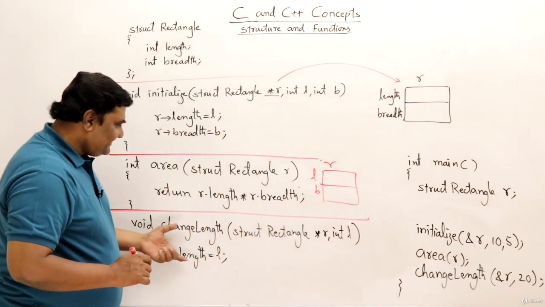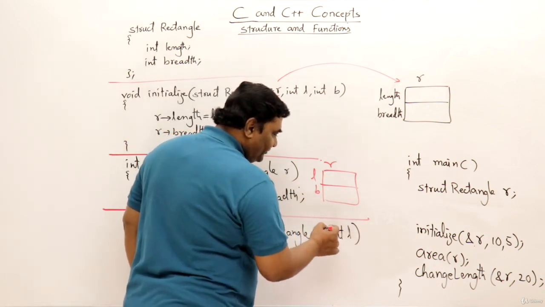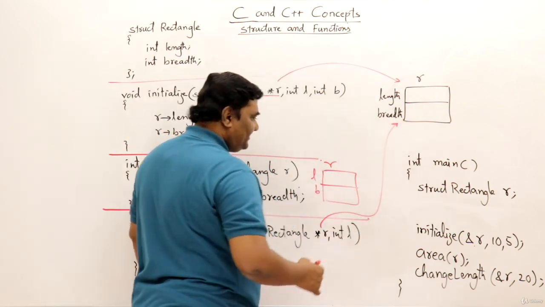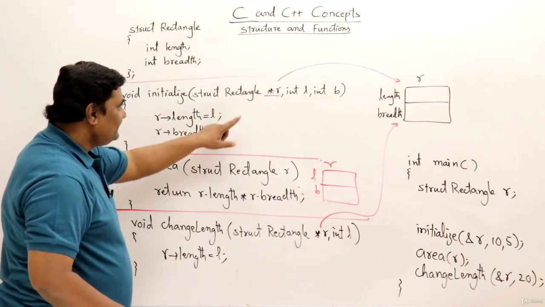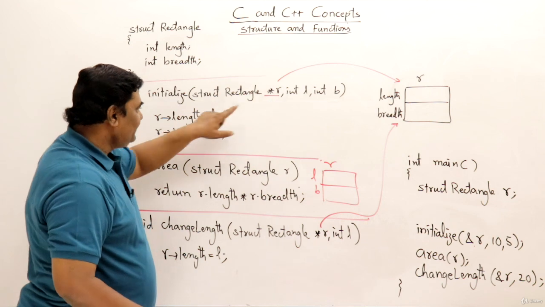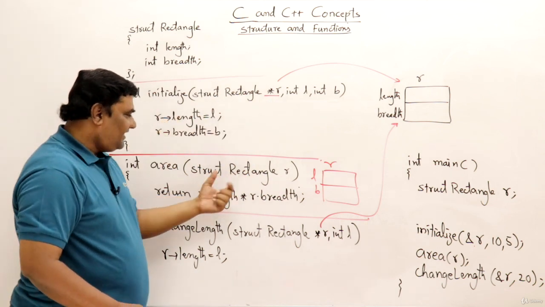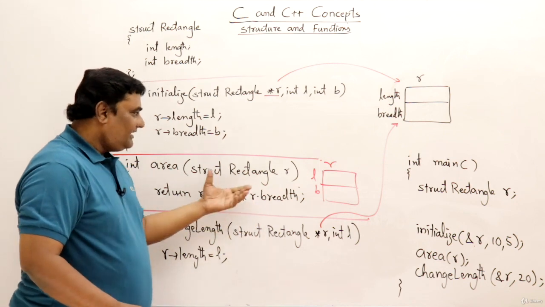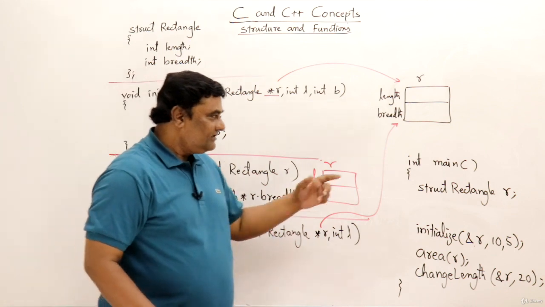And next, let us look at this change length function. This is having a pointer and another parameter, that is new length. So this is also pointing to the same thing, and it is just changing the length. These two functions take pointers. They are having call by address, so they are using arrows, and this one is call by value, so it is using the dot operator, and it is accessing its own rectangle. Now let us see the working of this entire code.